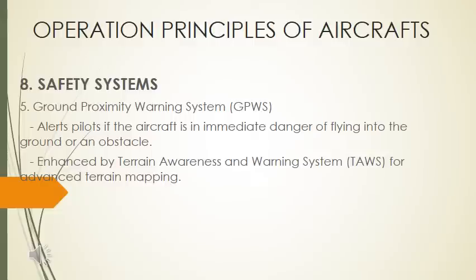The ground proximity warning system has one function: to alert pilots if the aircraft is in immediate danger of flying into the ground or a solid body, an obstacle. It is enhanced by terrain awareness and warning systems for advanced terrain mapping.